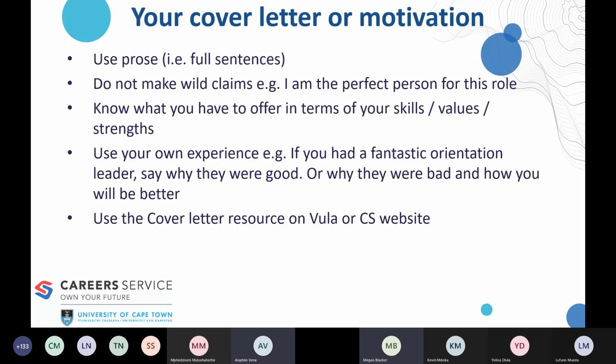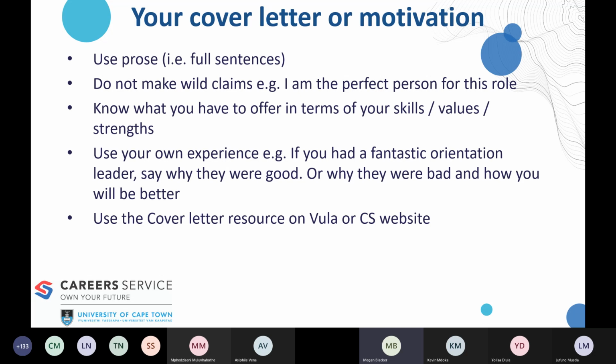Yes, it did. Thanks. So just moving on to your cover letter or letter of motivation. The difference here is that, remember, your CV is a very objective document. It is written in short sentences without using pronouns, whereas in your cover letter you are going to be using full sentences. Do not make any wild claims. You cannot say something like, I'm the perfect person for the role, because you're actually not saying anything.